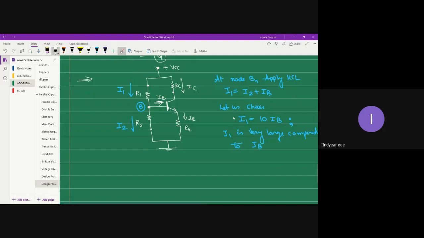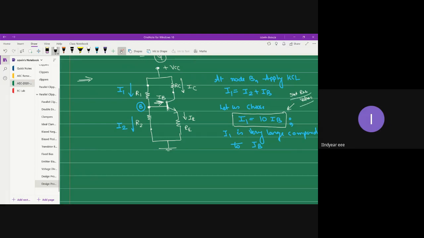Now I have chosen 10 times IB. You may choose 100 times IB, 50 times IB, so on and so forth. You can choose. But when I choose I1 is equal to 10 times IB, I will get a standard resistance value.